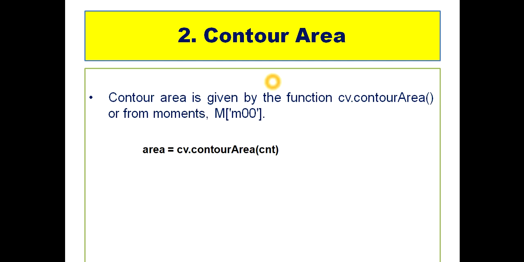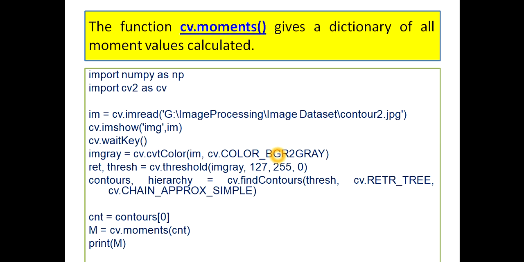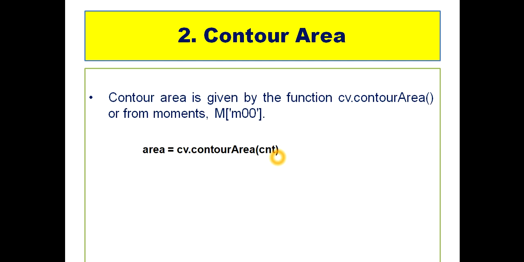Now we can find out the area also, and the contour area is given by the cv.contourArea function from the moments. So area is equal to cv.contourArea, and we are passing the value of cnt, and you know cnt, that is the contours. So we can calculate it like that.